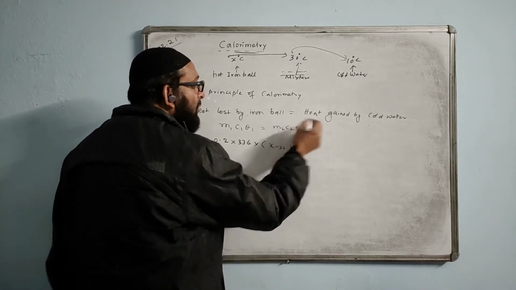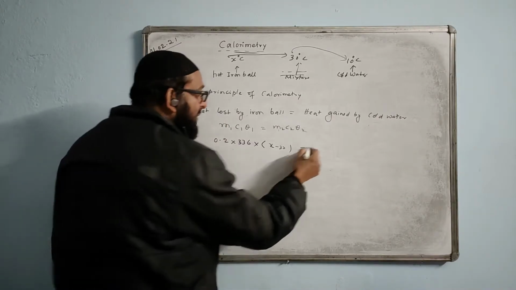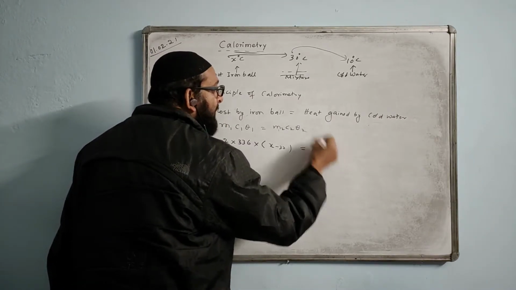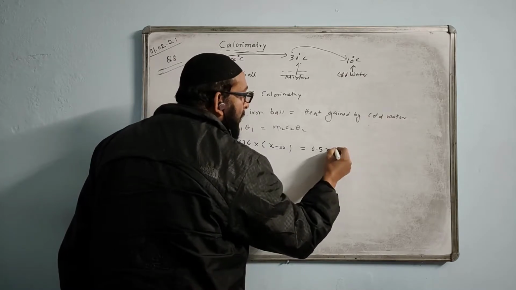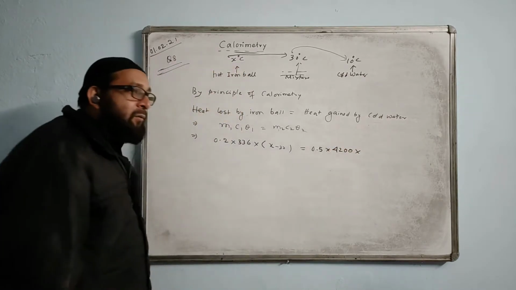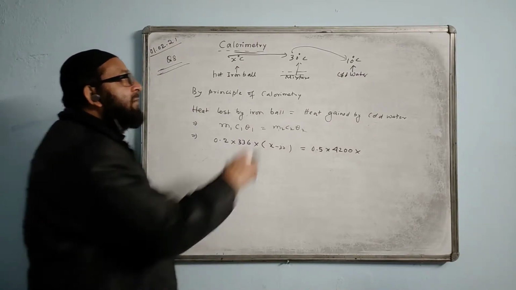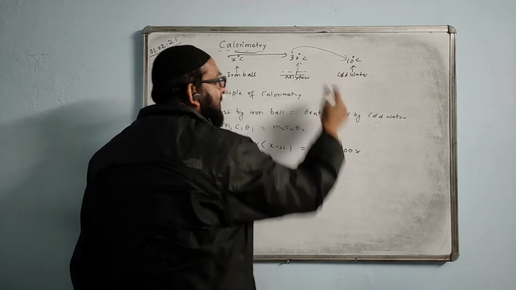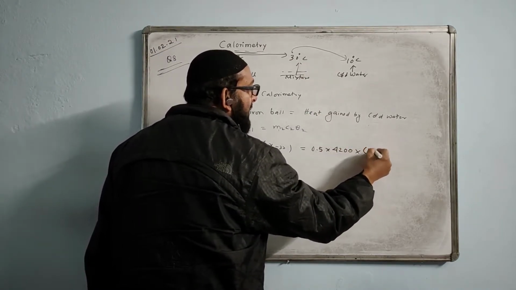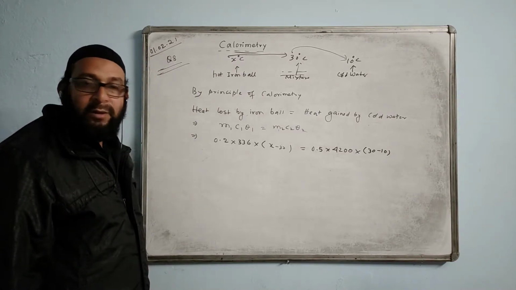Then the mass of the cold water given in the question is 0.5 kg. The cold water's specific heat capacity is given as 4200. Even if not given, we know it is 4200 joule per kg per Kelvin. Theta 2 is the temperature difference. This minus this: you can write 30 minus 10, or directly you can write 20 here.